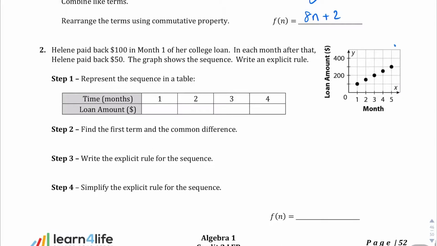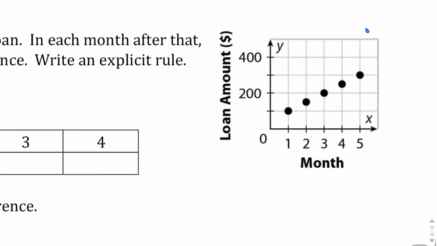Let's take a look at question number 2. Helene paid back $100 a month, one of her college loan. Each month after that, she paid back $50. So the graph shows the sequence. Let's write the explicit rule. And so let me zoom in here just so we can see this.